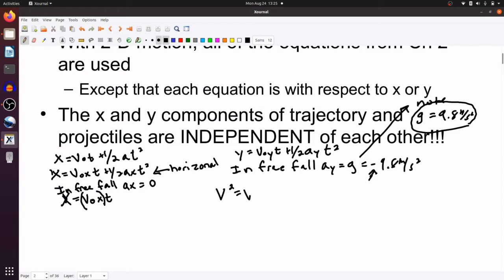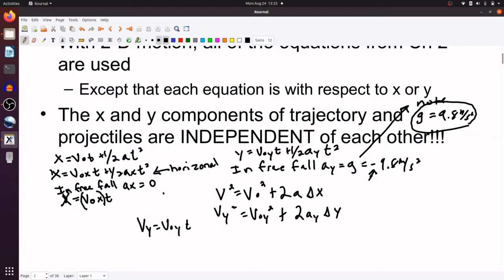Some other equations we've got. We had v squared is equal to v naught squared plus 2a delta x. Well, in the y, this will be v y squared is equal to v naught y squared plus 2 a y delta y. So, all the same equations. Oh, one more. We have v y is equal to v naught y plus a y t. Sorry, I wrote that in there wrong. So, same thing, it's just with respect to one variable over the other.